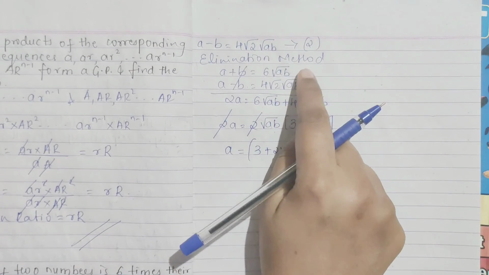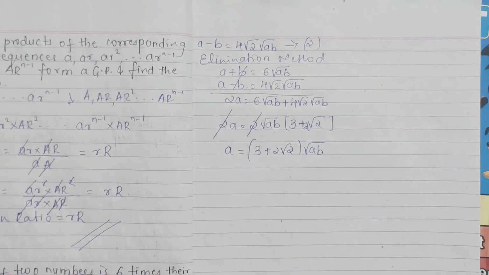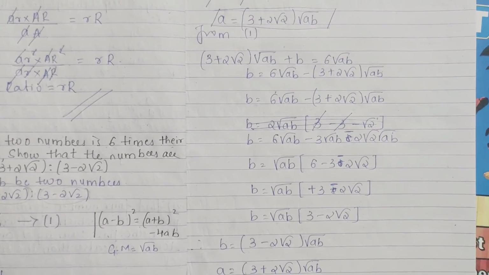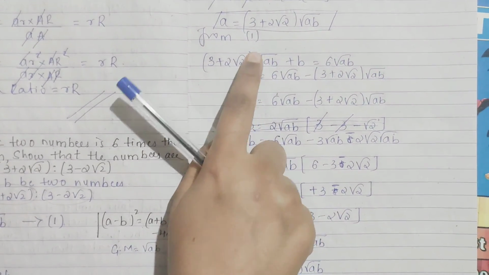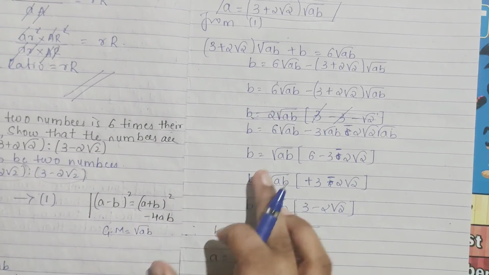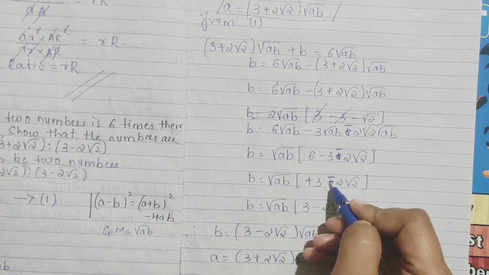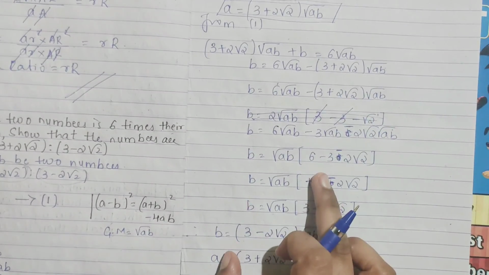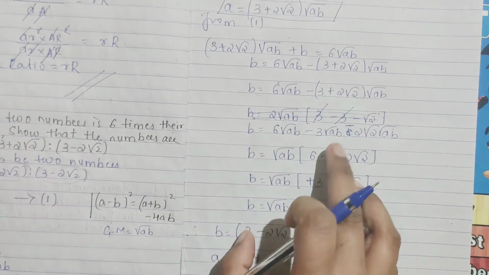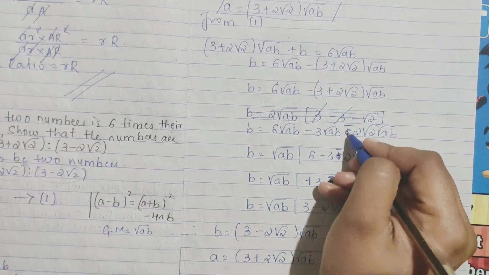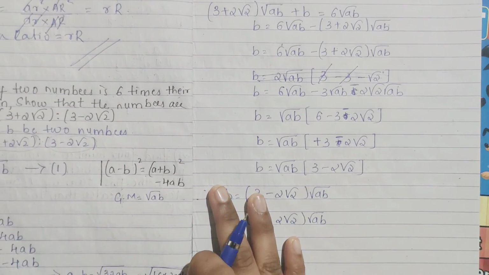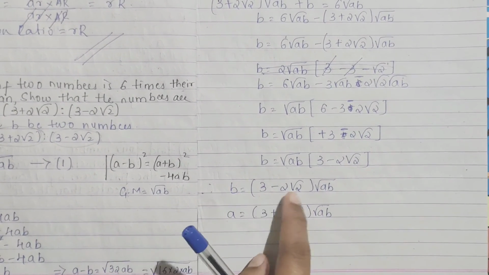Substitute in either equation 1 or equation 2 to get your B value. So I have substituted in the first equation. While taking the signs, be careful, here I had made a mistake. Substituted everything. Open up: 6 root AB minus 3 root AB, and plus into minus becomes minus 2 root 2 root AB. Take root AB out and you will get the B value. So B is 3 minus 2 root 2 times root AB.